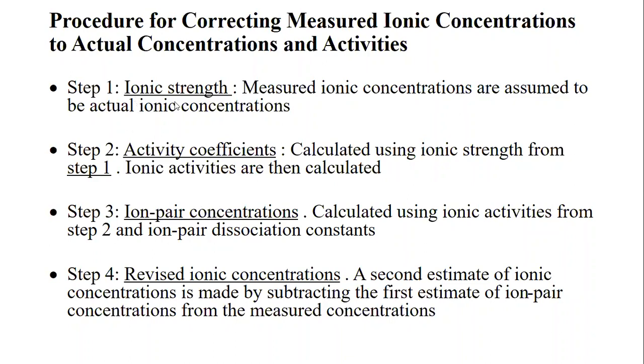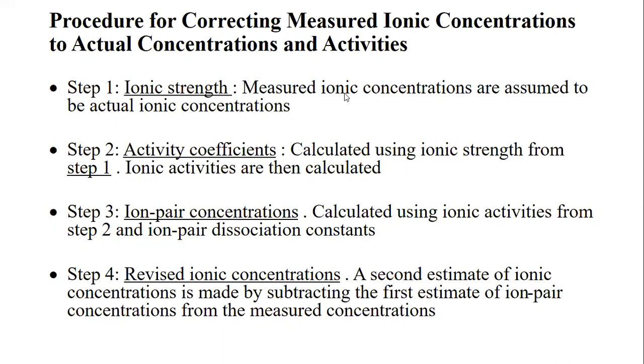So we calculated ionic strength. From the ionic strength, we calculated gammas. From gammas, we calculated activities. With the activities and the ion pair dissociation constants, we now have the initial ion pair concentrations. So we calculate them using the ionic activities from step 2 and the ion pair dissociation constants from the literature.